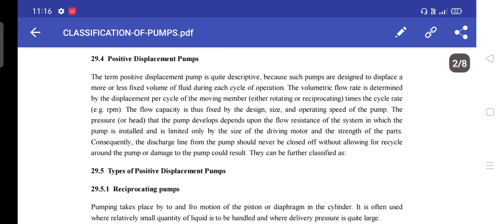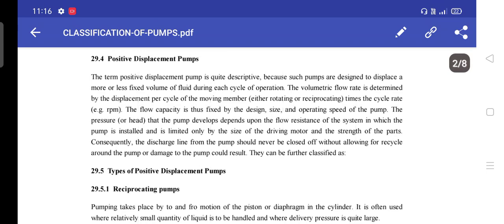The pressure or head that the pump develops depends upon the flow resistance of the system in which the pump is installed and is limited only by the size of the driving motor and the strength of the parts. Consequently, the discharge line from the pump should never be closed off without allowing for recycle around the pump, or damage to the pump could result.